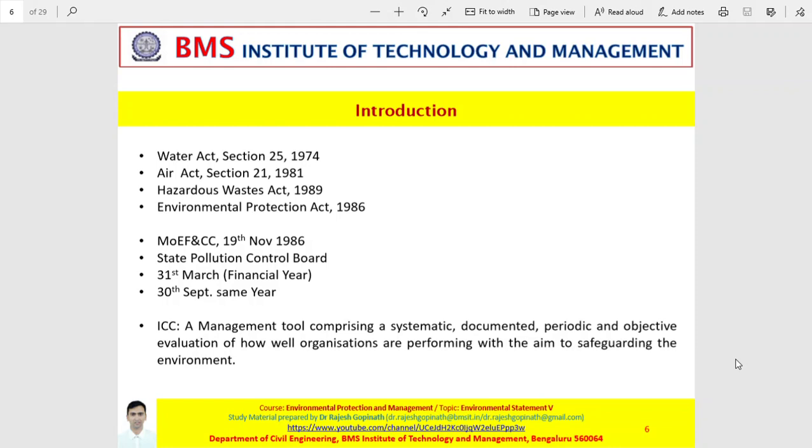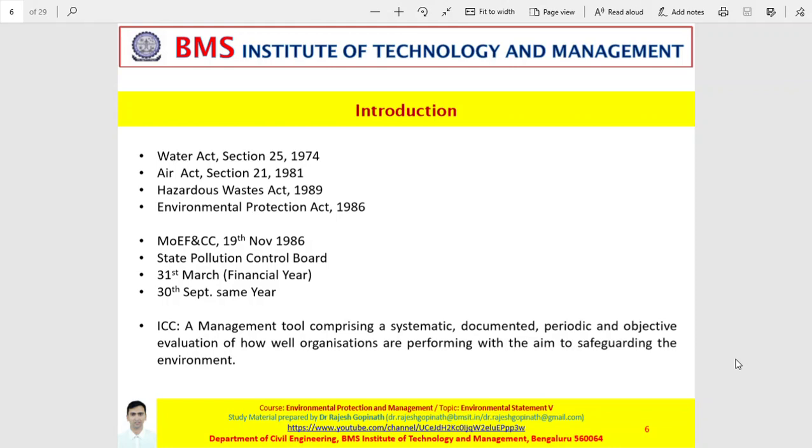It is obvious that any industry which falls under the category of, or applies to, or comes under the 1974 Water Act or the 1981 Air Act or the 1989 Hazardous Waste Act or the 1986 Environmental Protection Act have certain obligations and responsibility towards the society, the environment and the government. One such obligation is the Form 5.